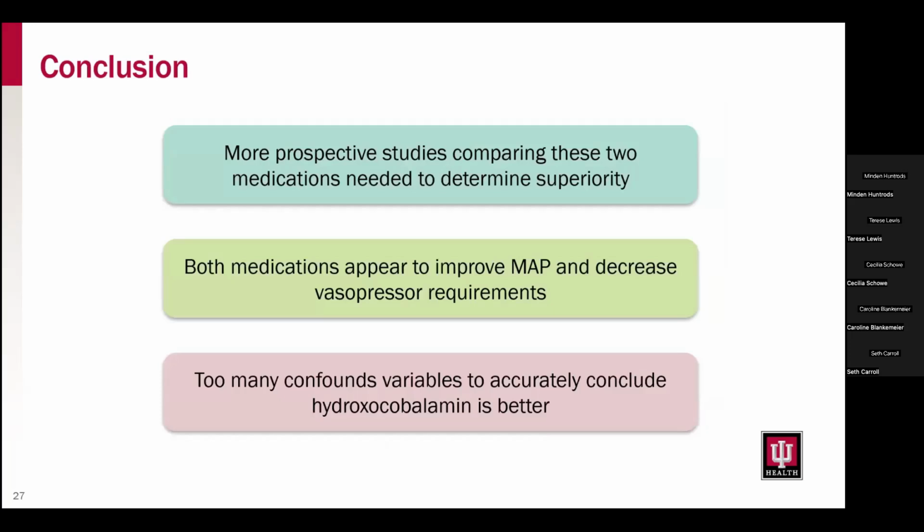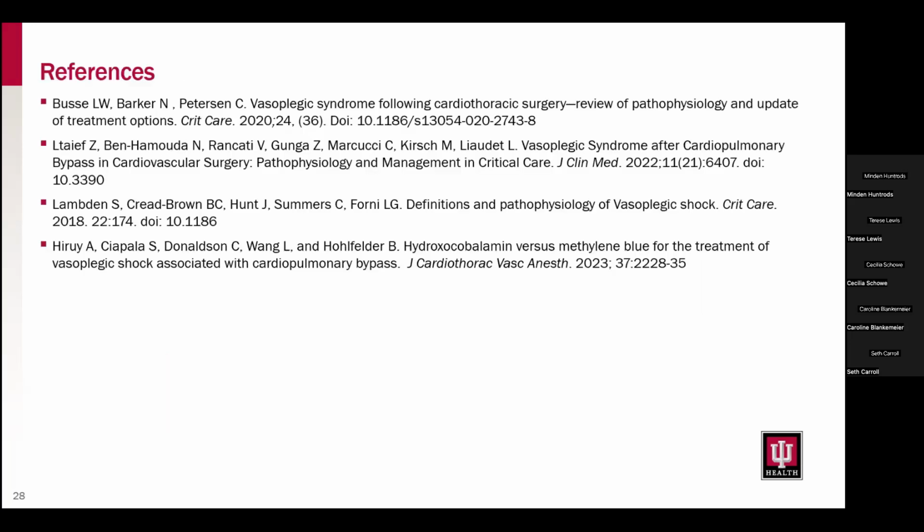So from this study, I think there needs to be more prospective studies comparing these two medications to really determine which one could be superior. Both of them have shown that they can improve MAP and decrease vasopressor requirements, but I think this study had too many confounding variables and differences in baseline characteristics to really determine which one is more significant or superior than the other. With that, here are my references, and I will take any questions.